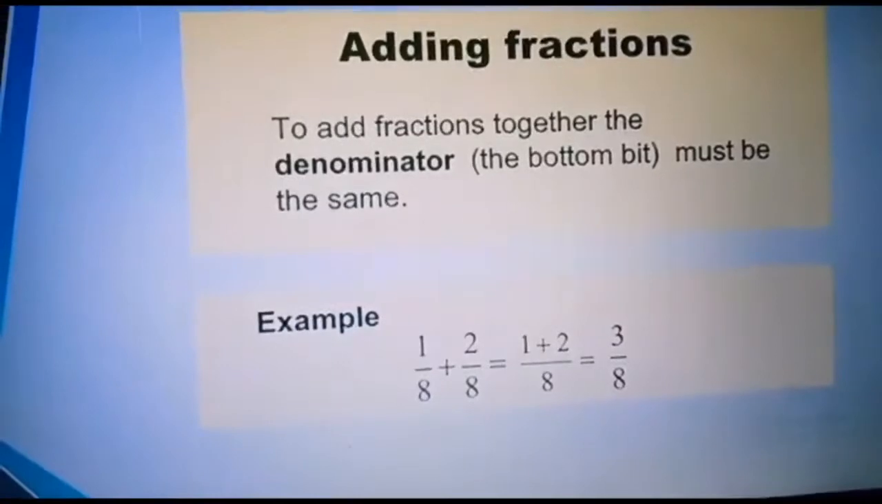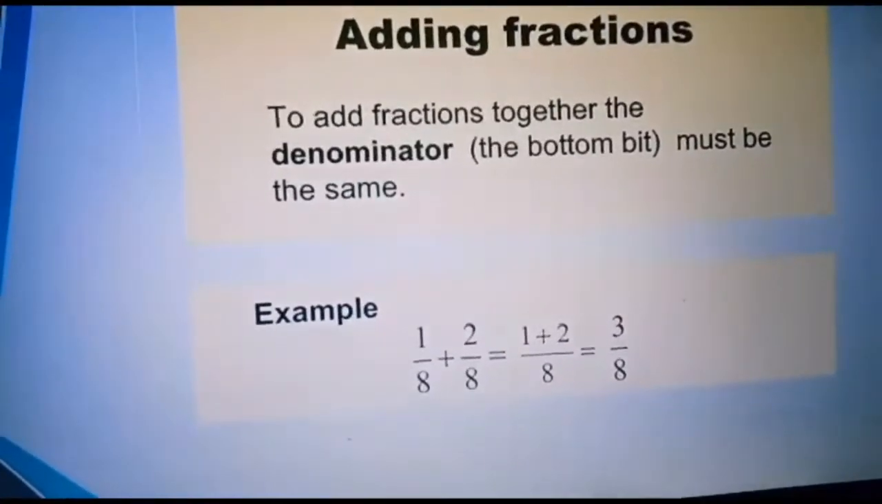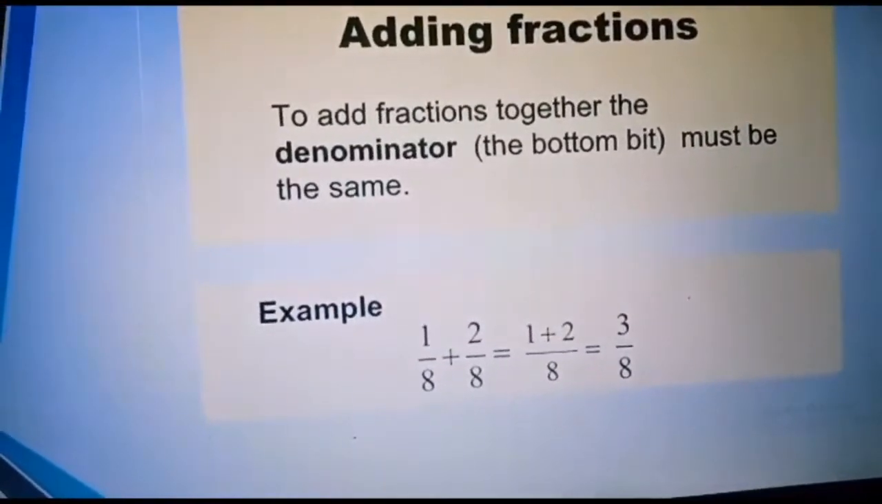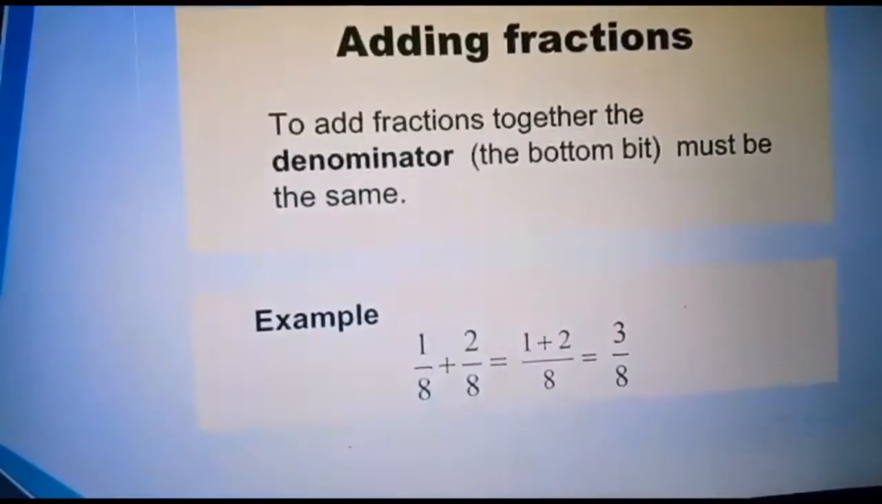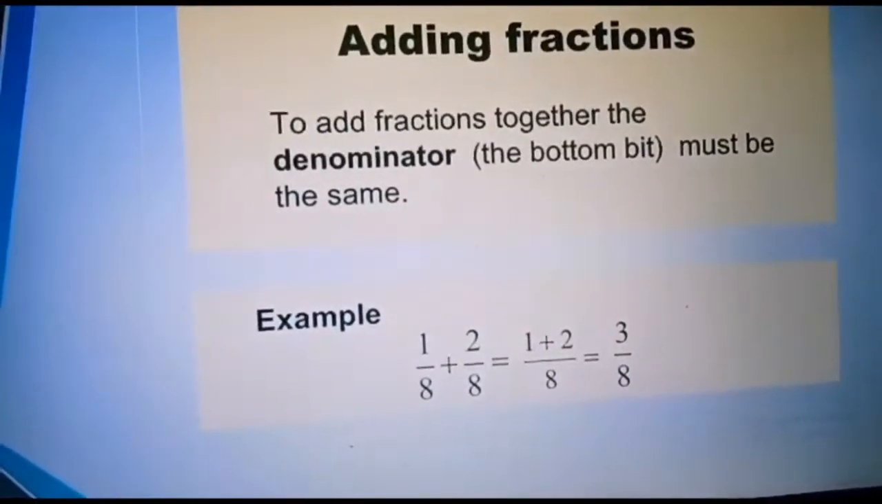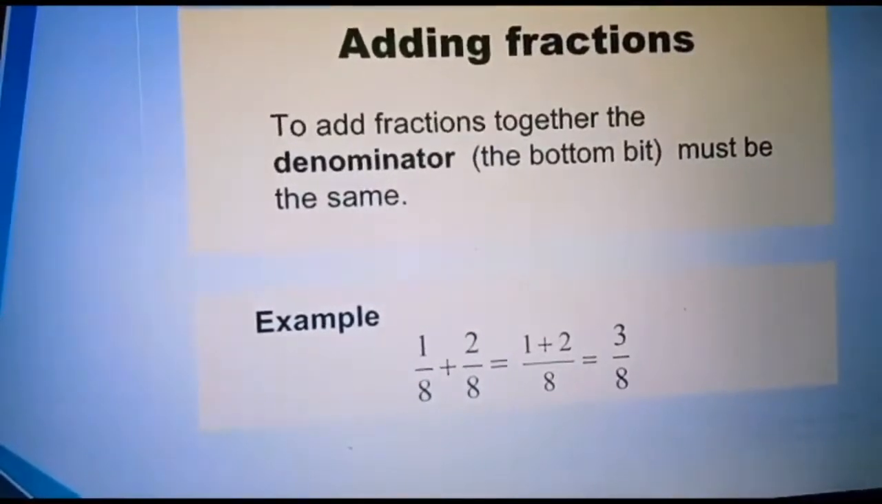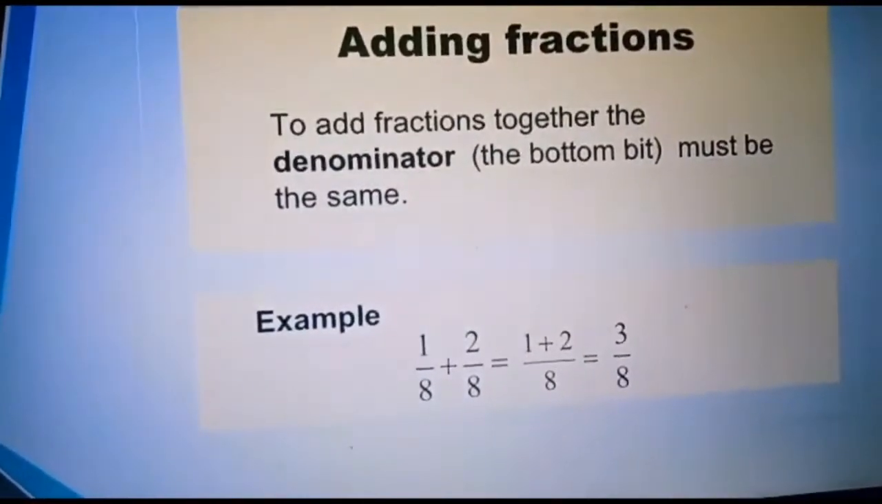What are the numerators? 1 and 2. So when we add the numerators, it is 1 plus 2. What is 1 plus 2? It's 3. So 3 by 8. So this is a like fraction, and we can do the addition of fractions.